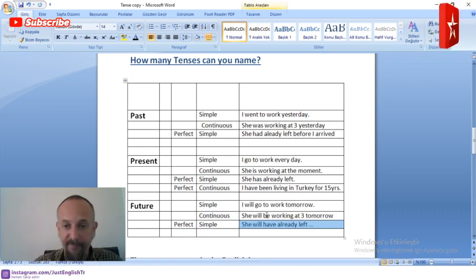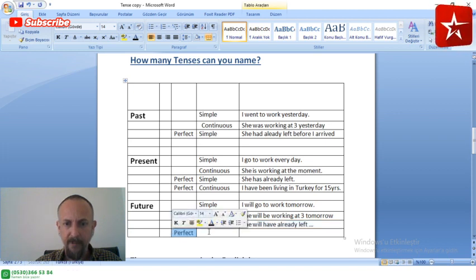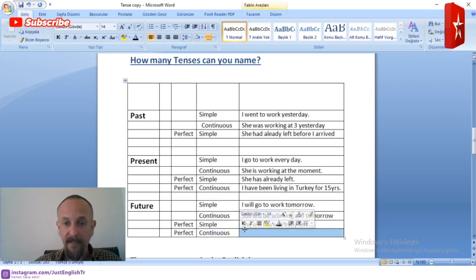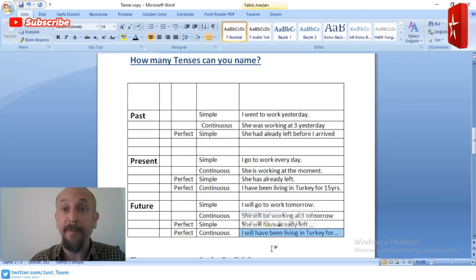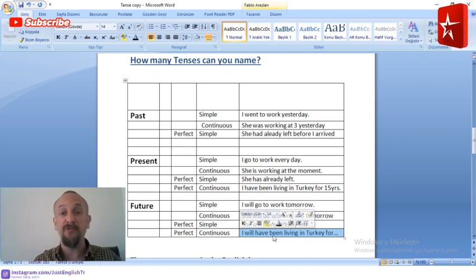Again, with the other perfect tenses, we have this have or had, and we have this past participle here. I've left that sentence empty. It needs to be continued, but I simply didn't have any room. And then finally we have, again, a perfect tense. And an example of future perfect continuous would be, I will have been living in Turkey for, I don't know, 20 years this time next year.